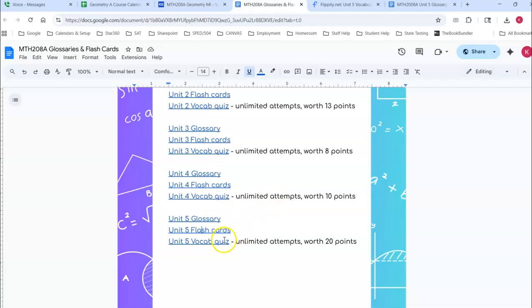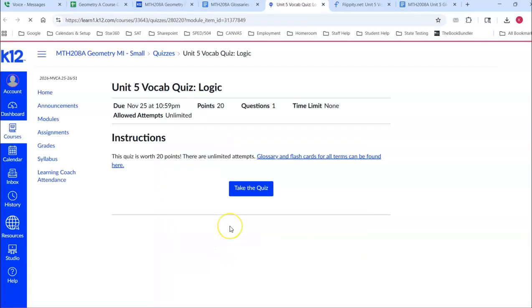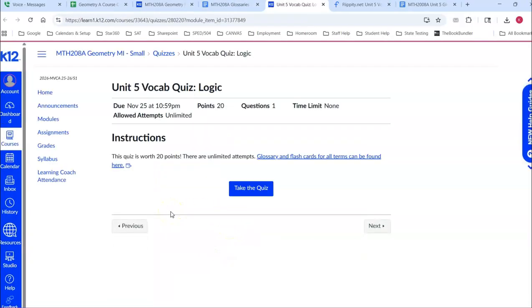So also, if we go back to this document, there's also a vocab quiz for each unit. So these are due at the end of the unit when hopefully we've learned all the words, but it's available at the start. And there are unlimited attempts. The question stays the same. It's one big matching question where you're matching up all the words and their definitions.